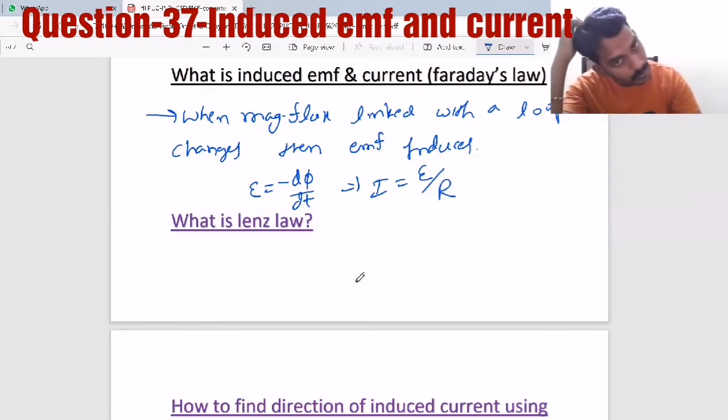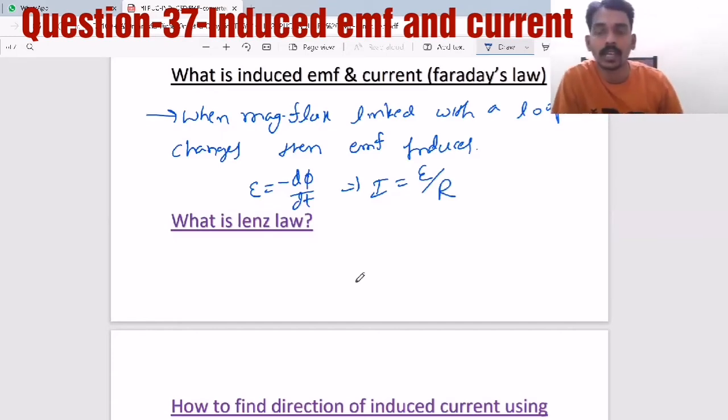He experimentally observed that the change in magnetic flux causes electricity in the loop, and that comes from the voltage or potential difference developed. That only he called EMF, induced EMF.